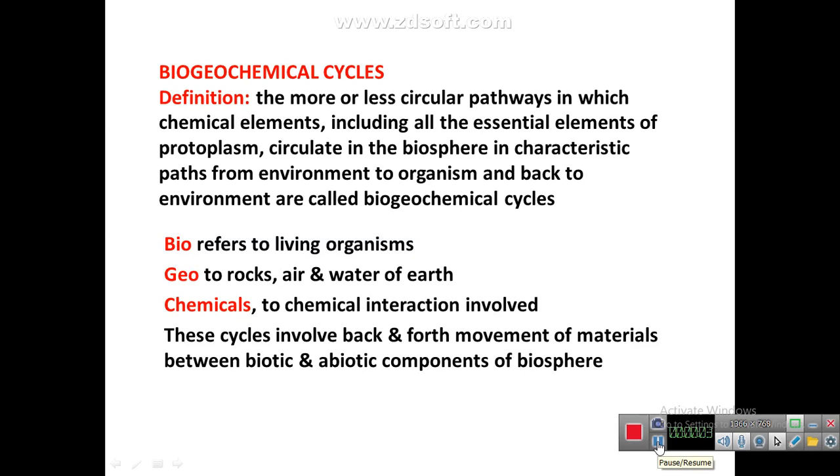Bismillahirrahmanirrahim. Paper D Ecology. Chapter Biogeochemical Cycles. According to book, chapter number 16. According to syllabus, chapter number 7.